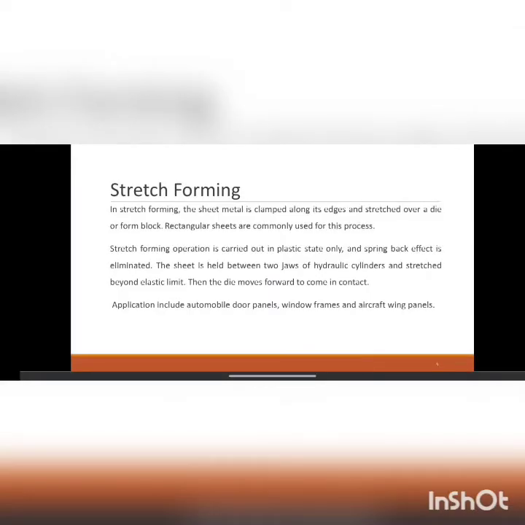Hi, I'm Nikhil K. Maman. I'm here to talk about the topic stretch forming. In stretch forming, the sheet metal is clamped along its edges and stretched over a die or form block. There are different types of machines in which the form block moves forward, backward, or sideways. Commonly used materials for this process are rectangular sheets. The stretch forming operation is carried out in the plastic state only so that the spring back effect is eliminated.